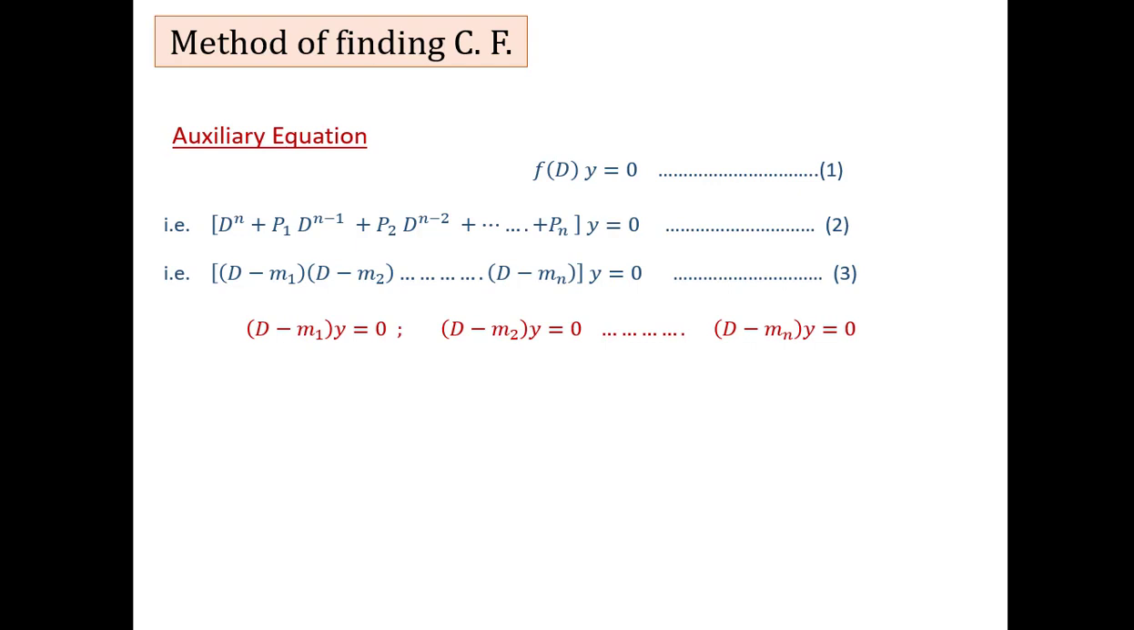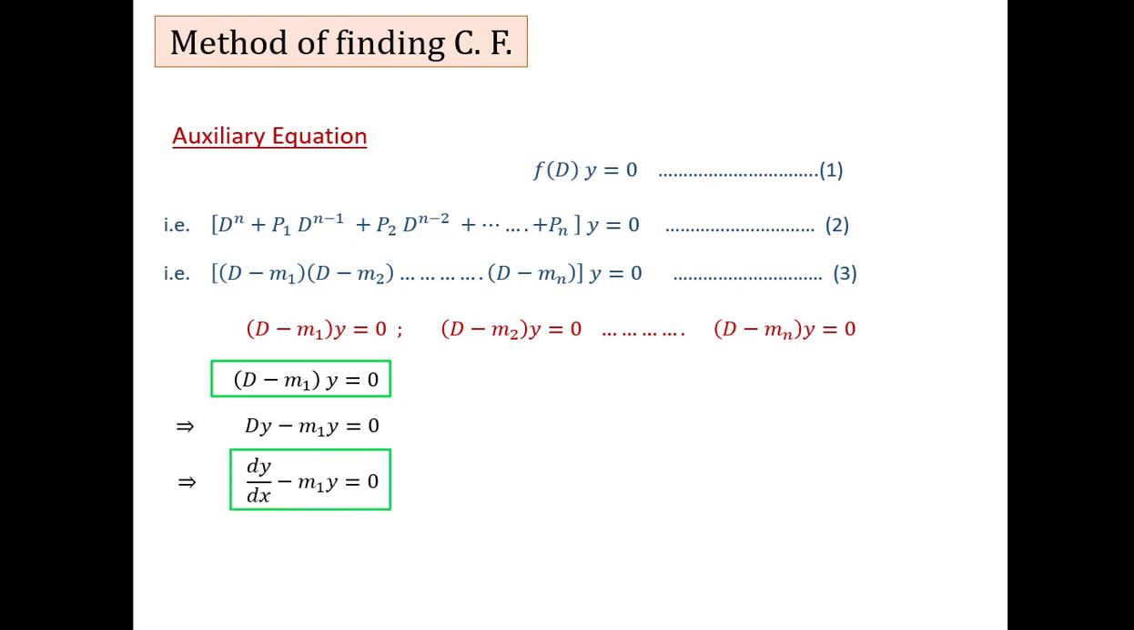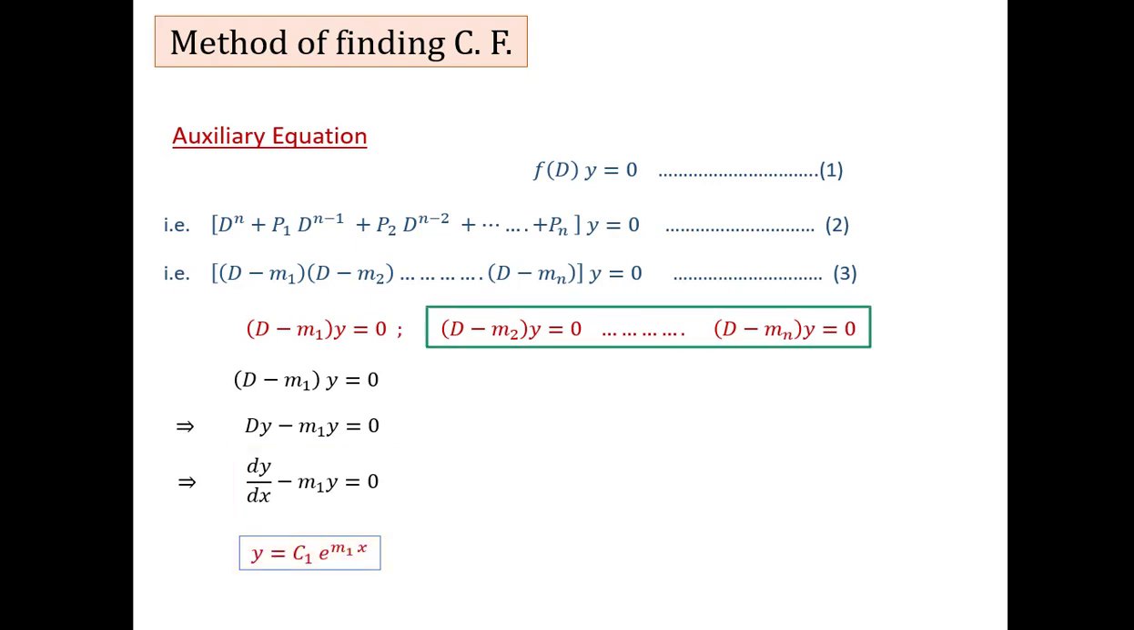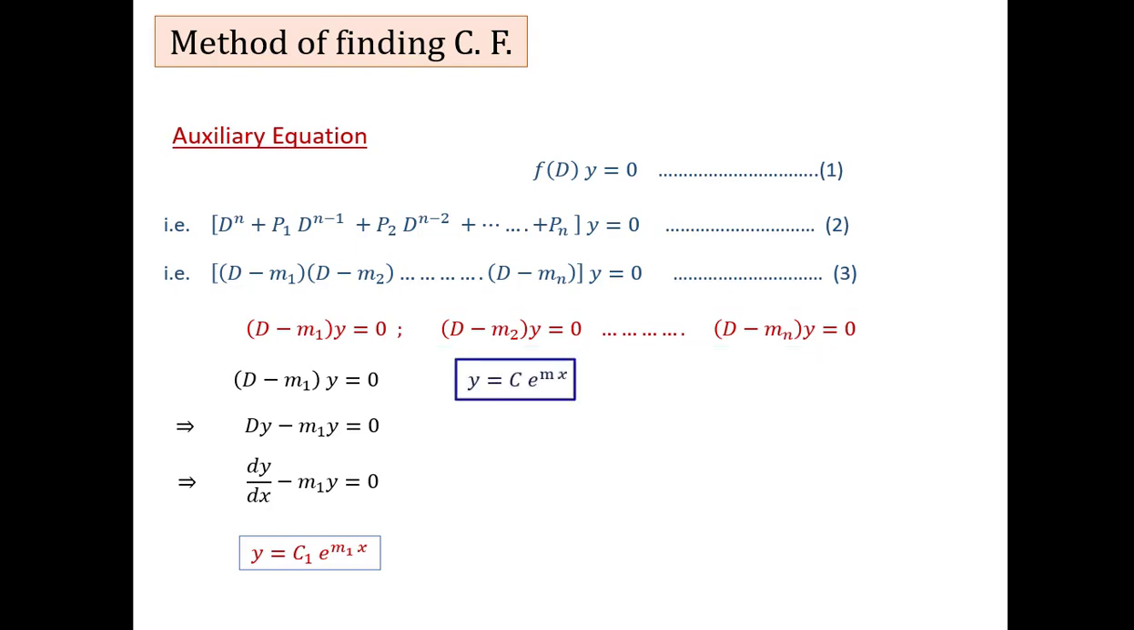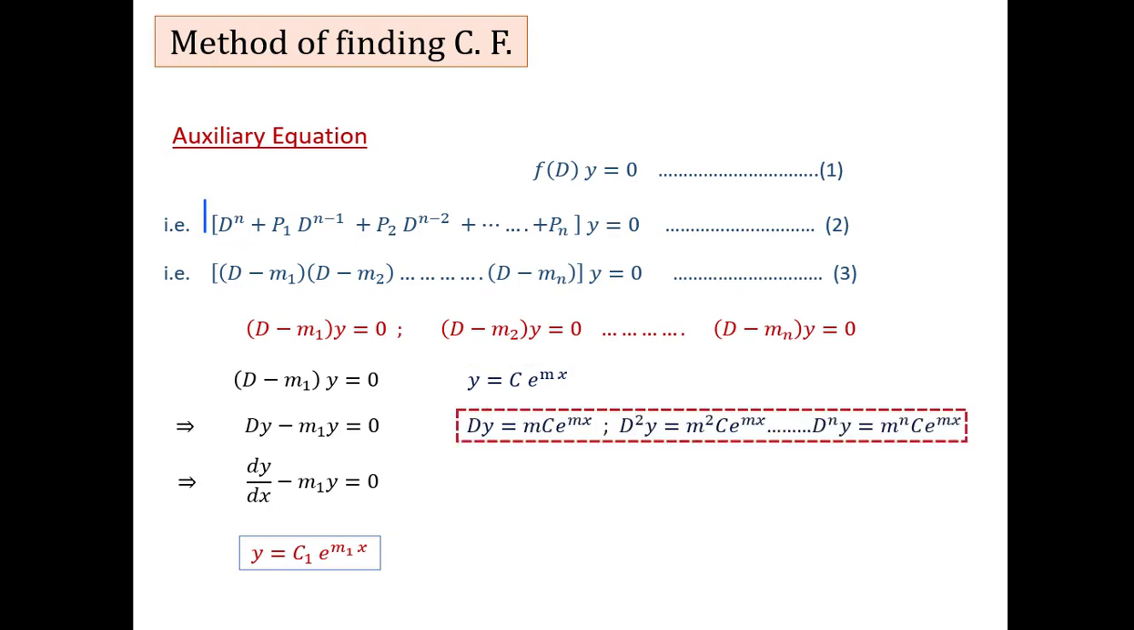Now consider the equation (D - m1)y = 0, which is equivalent to the equation dy over dx minus m1 y equal to 0. Now solving this equation using variable separable method, we get y = c1 e power m1 x. Similarly, the solutions of other equations can be obtained. Suppose y = c e power mx is a solution of equation 2. Then the differentials of y = c e power mx are, substituting these differentials in equation 2, we get this equation.